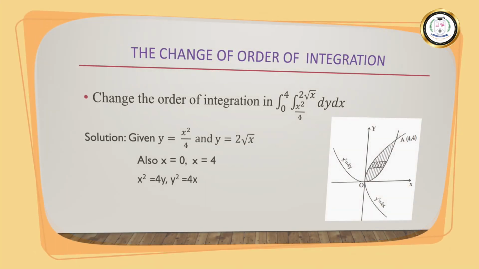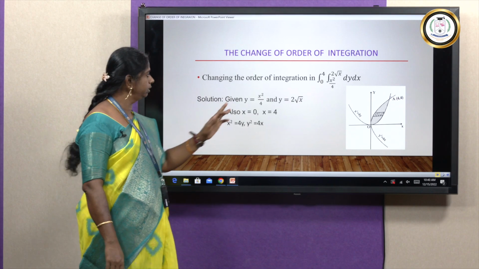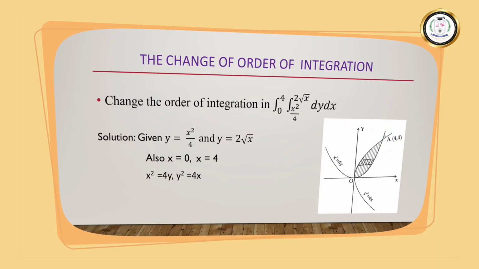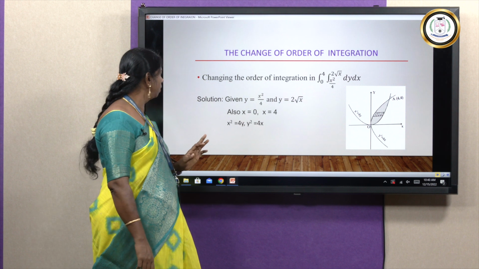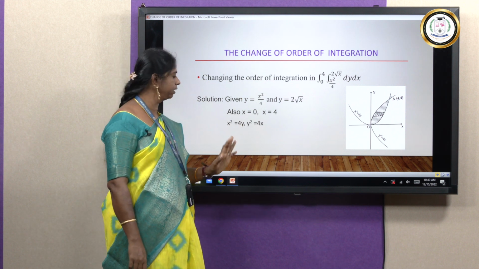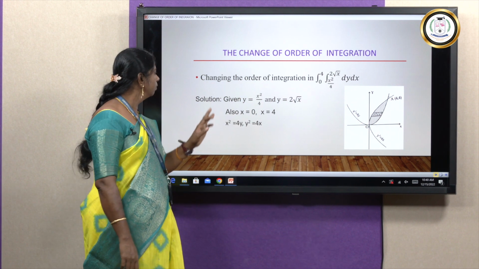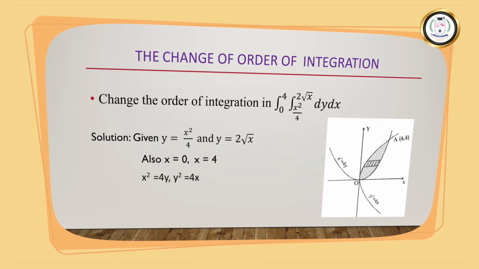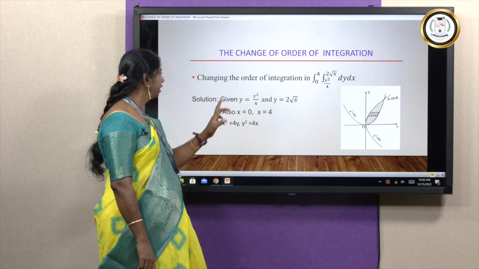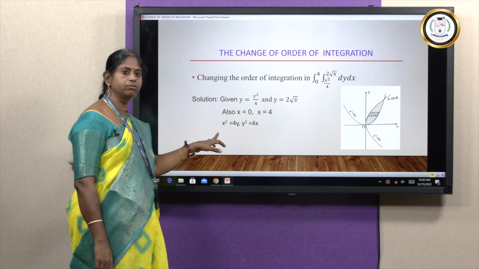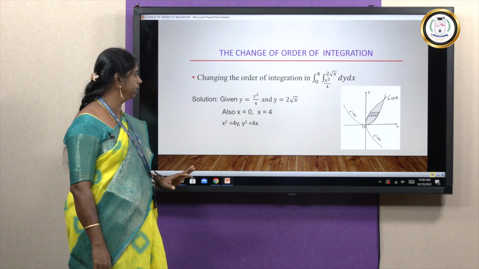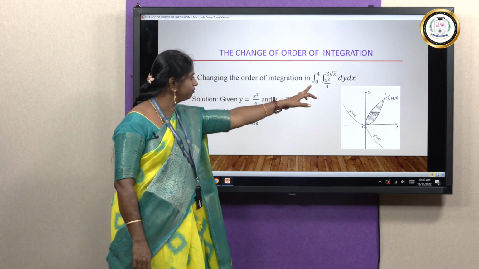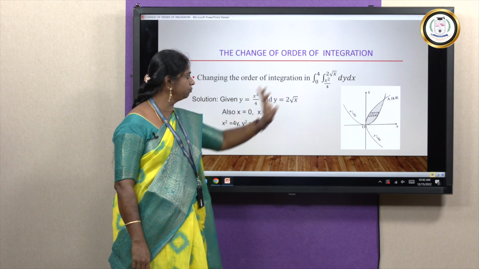So in this problem, we have to change the order of integration only. What is the question? Integral 0 to 4, integral x square by 4 to 2 into root x, dy dx. Now what are the equations? Let us find them. y equal to x square by 4 and y equal to 2 into root x. This is nothing but the equation x square equal to 4y, and this equation is nothing but y square equal to 4x. And the limit for x is given as 0 to 4.